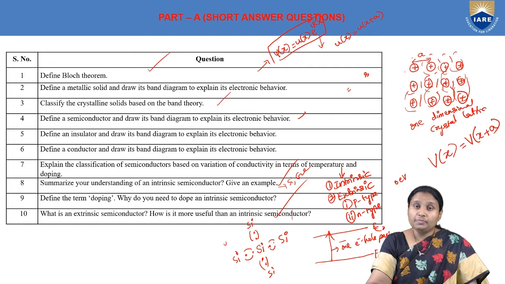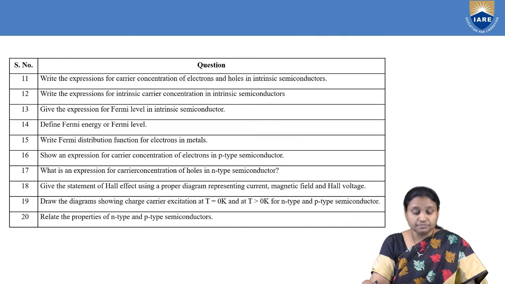Whereas if we dope trivalent impurities, then we are increasing the number of holes in the valence band without any involvement of the conduction band. So all this increase in charge carriers is taking place at low temperatures.